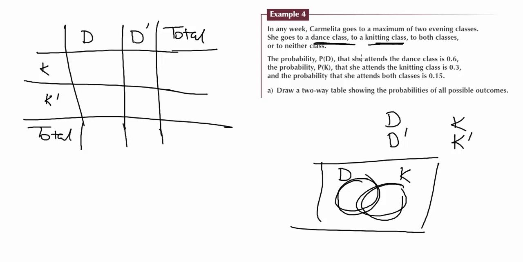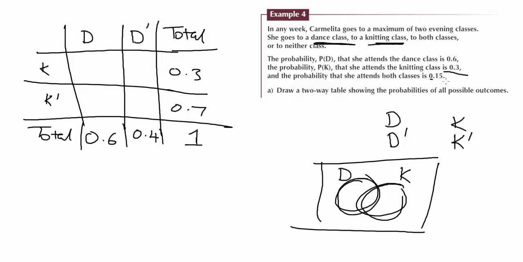Okay, so let's have a look. We're dealing with probabilities, so whenever you're dealing with probabilities, naturally the total in the bottom right corner is 1, because all probabilities add up to 1. The probability that she attends a dance class is 0.6. This is the total of dance classes, 0.6, which makes her probability of not going 0.4. The probability of knitting class is 0.3, which makes this 0.7.